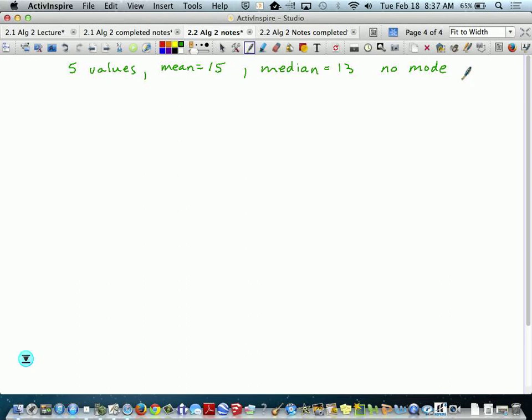Okay, so then what they do to see if you can really understand things is they will ask you to come up with your own data set that will match the given information. So they want you to use 5 values. You have to have a mean of 15, it has to have a median of 13, and you can't have a mode.